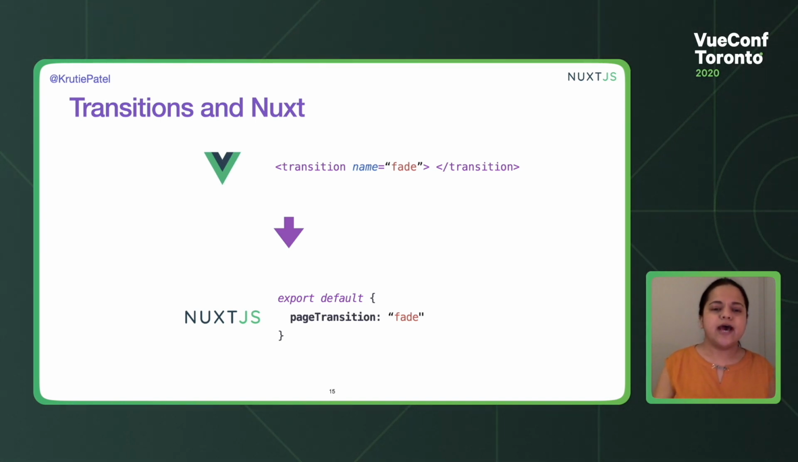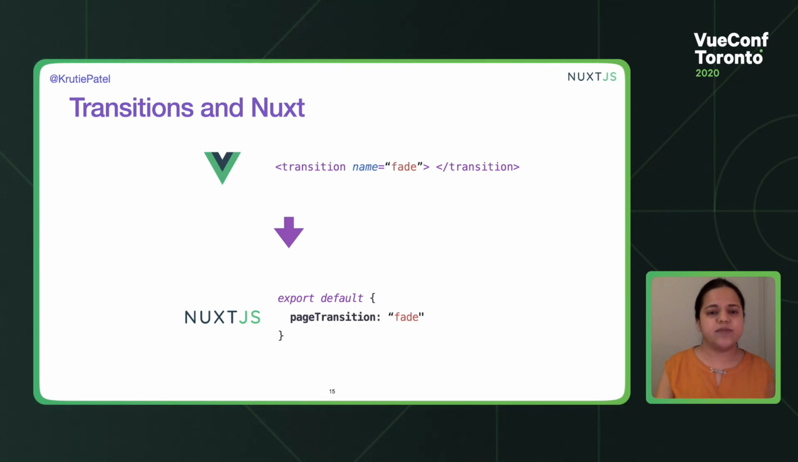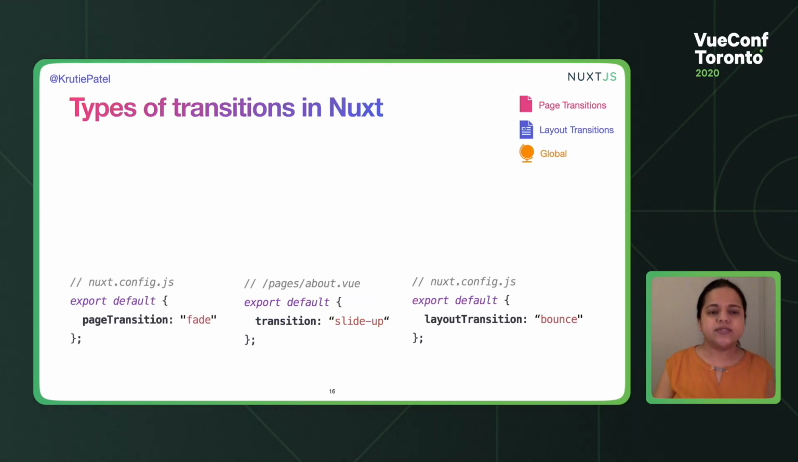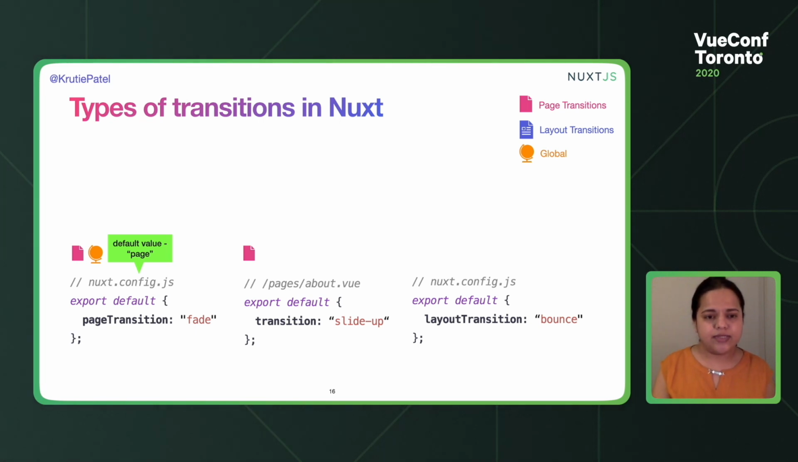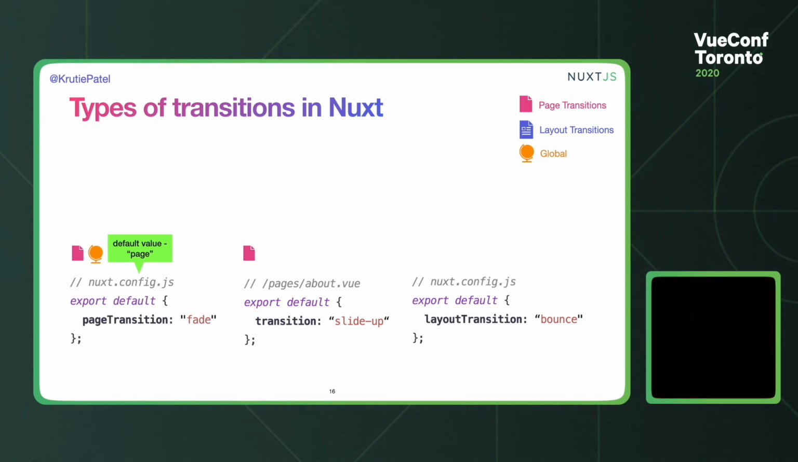So let's see how many types of transitions we have in Nuxt, because this was just the page transition. Are there any others? Well, let's see. The first option we have is the page transition, which we just saw how it works, and it is global in nature and it has a default value of page. The second option we have is transition for individual pages, and we can define that using just the transition key.